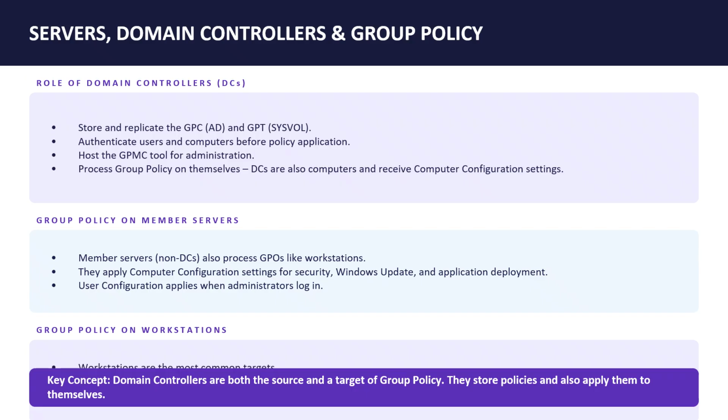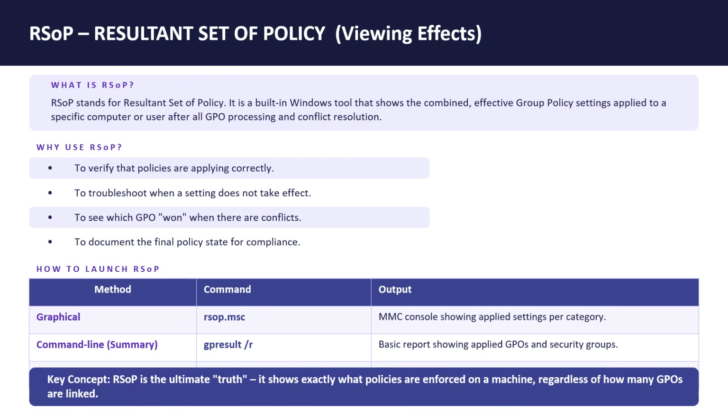Member servers, which are not domain controllers, also process GPOs like workstations. They apply computer configuration settings for security hardening, Windows update schedules, and application deployment. User configuration settings apply when administrators log into these servers. Workstations are the most common targets of group policy, processing computer configuration during system startup and user configuration during user logon. Workstations also maintain a local cache of GPT files to function even when the network is temporarily unavailable. This architecture ensures that group policy is both centrally managed and resilient.